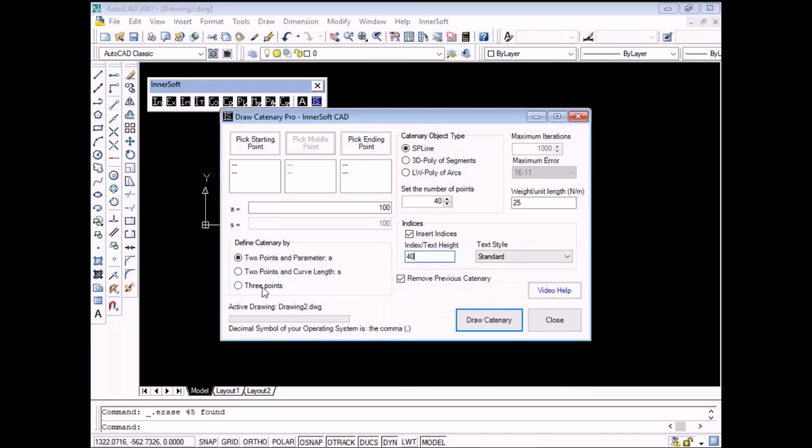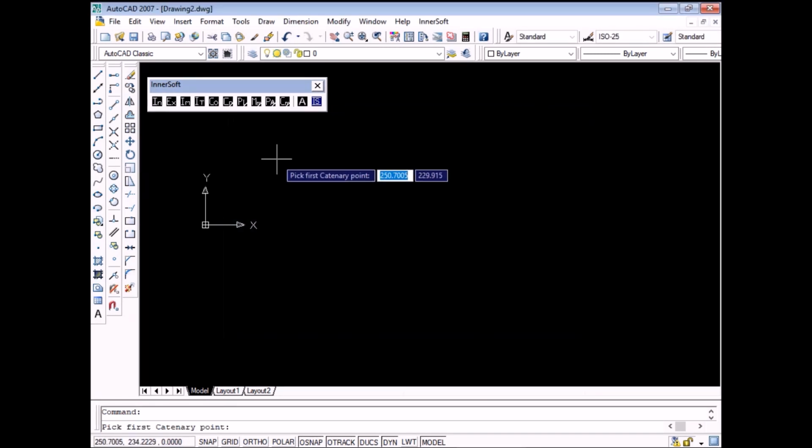Finally, we define the catenary by 3 points.